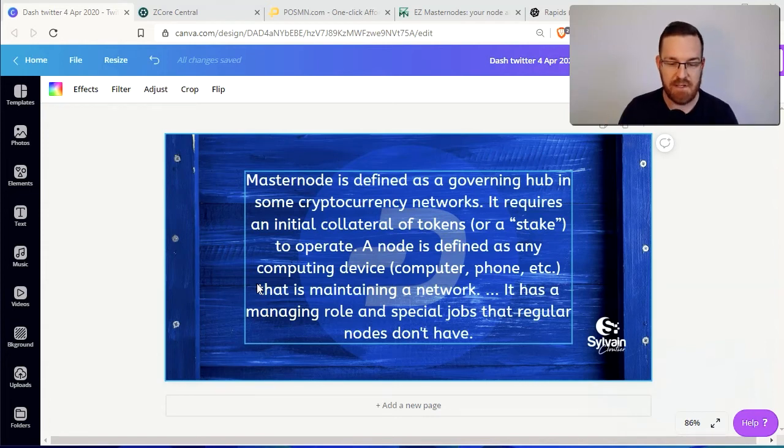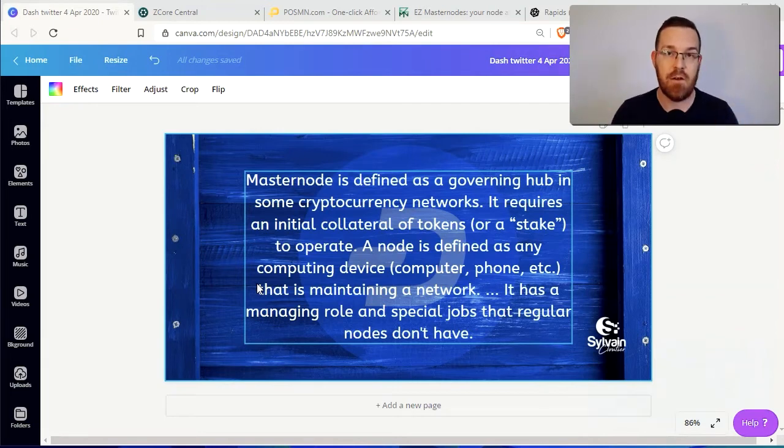A node is defined as any computing device, computer, phone, etc. that is maintaining a network. A masternode has a managing role in special jobs that regular nodes don't have. One interesting thing is you can earn passive income while running masternodes or SmartNodes, whatever they're called depending on the currency, by staking and using the masternode. For some cryptos it's not much, but over time it can compound and become a greater number.